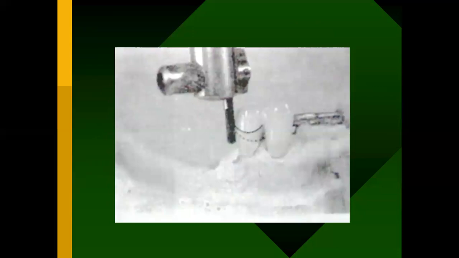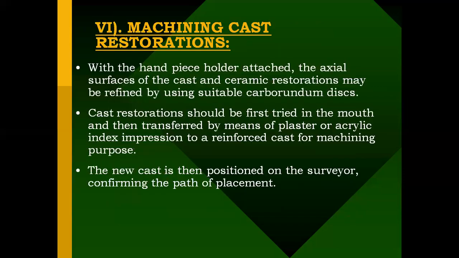Here we can see the surveying of the ceramic crown. Machining of the cast restoration. With the handpiece holder attached, the axial surfaces of the cast and ceramic restorations may be refined by using suitable carborundum disc. Cast restoration should be first tried in the mouth and then transferred by means of plaster or acrylic index impression to a reinforced cast for machining purpose. The new cast is then positioned on the surveyor, confirming the path of placement.